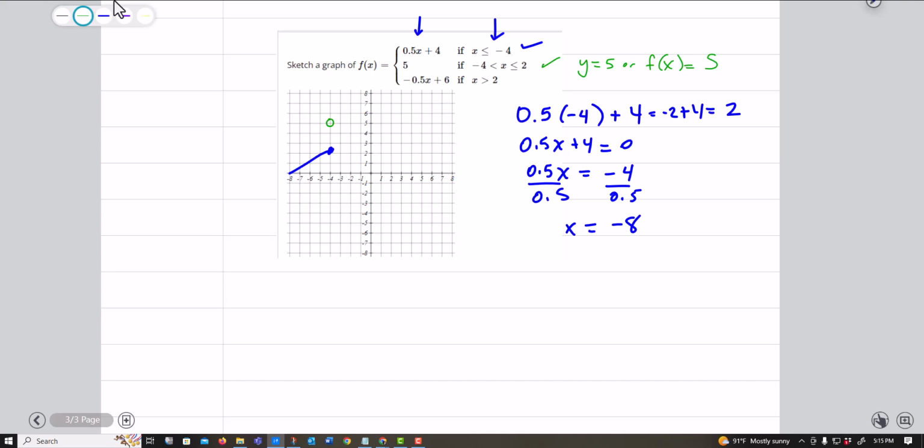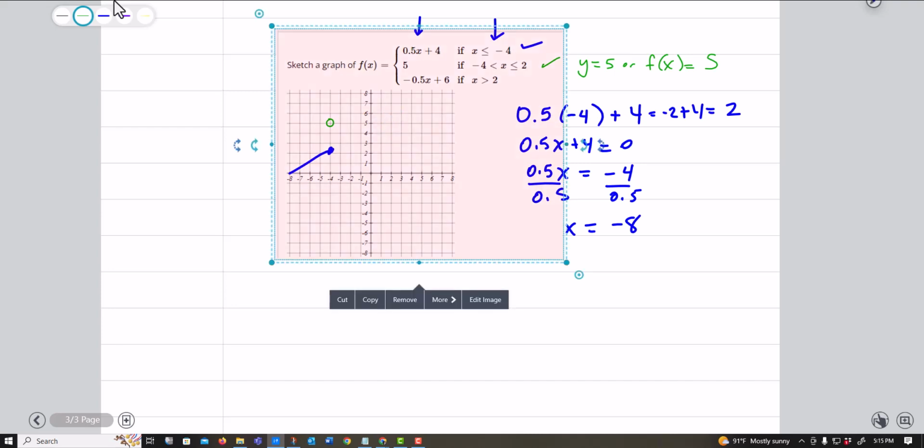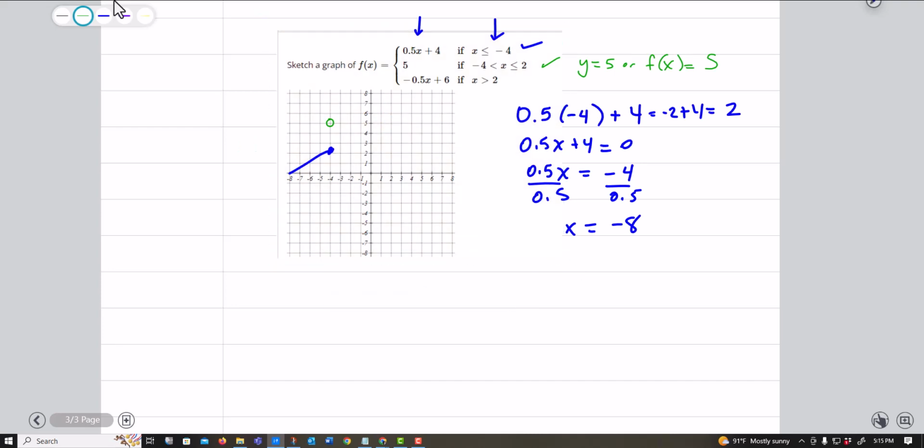And then I'm going to go all the way to 2, and that's going to be a closed circle because of that line under it. So if I can draw a straight line, I went from bad to worse, and pretty good. So we know it has to be anything greater than 2, and then I'm graphing this function.